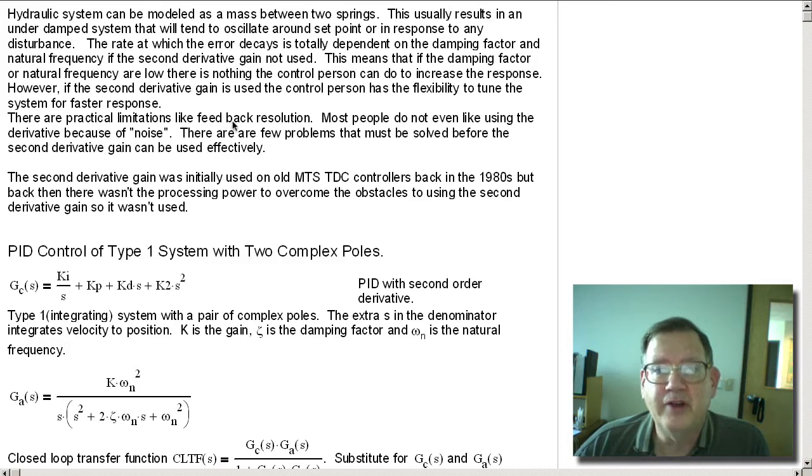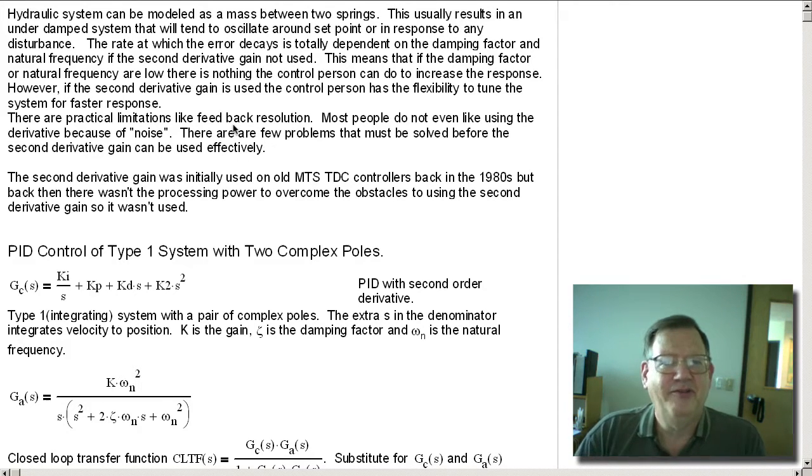Feedback limitations. When you're trying to use the derivative gain, it's usually what people call noisy. Second derivative gain would be noisier. Actually, it's not noise, it's quantizing, because you don't have infinite resolution on your feedback. And that can cause a problem. So there's a limit to how much performance you can actually get out of a system based on the feedback resolution.